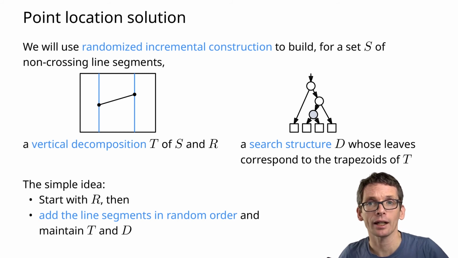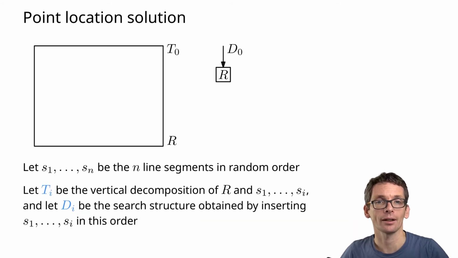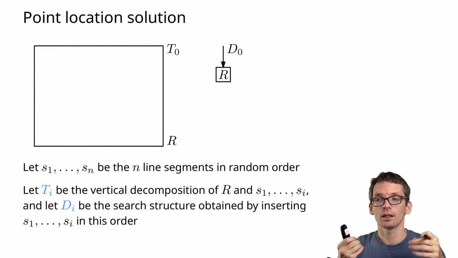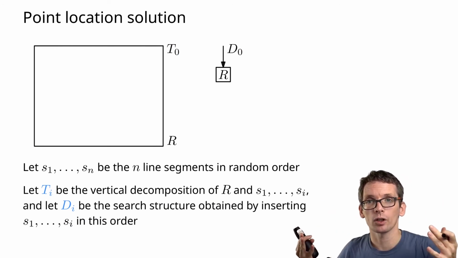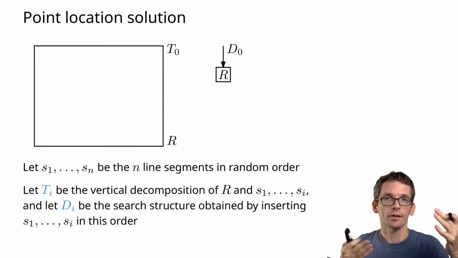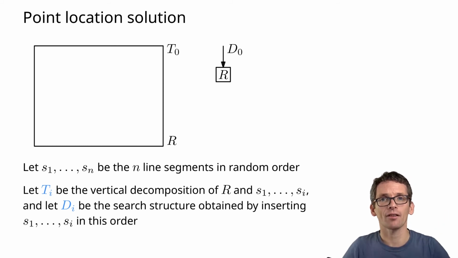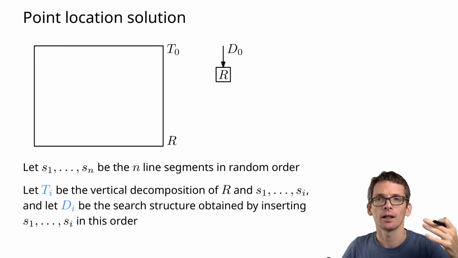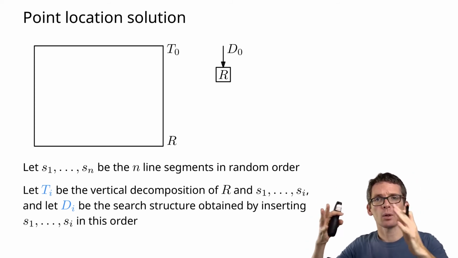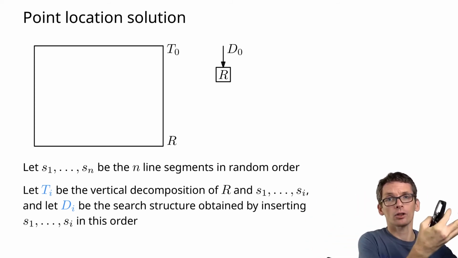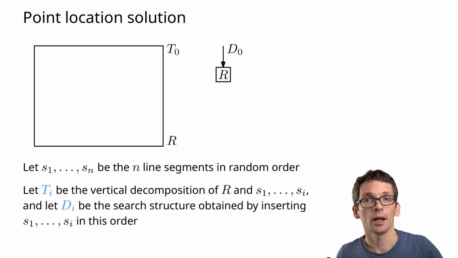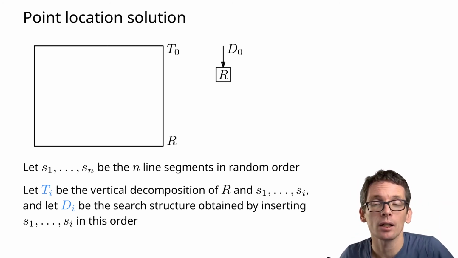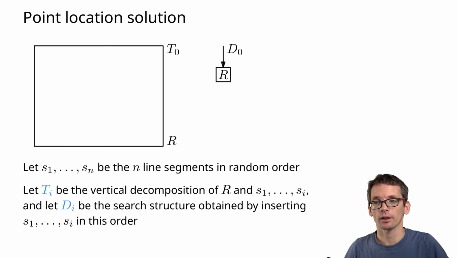So let's have a look at how this will look. We're going to start with the bounding rectangle R. That is our initial vertical decomposition, T0. And then after insertion of the ith segment, we will have this vertical decomposition Ti. And next to Ti, we are going to have Di, the search structure after inserting i segments. Initially D0 simply has one leaf, namely the bounding rectangle R.